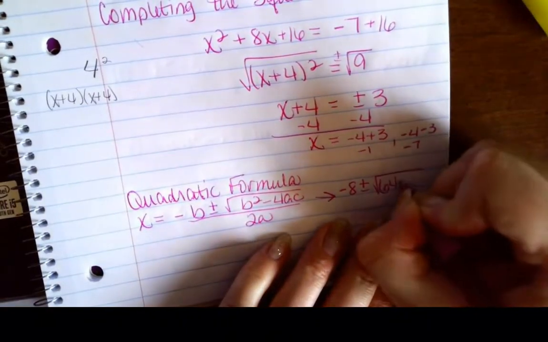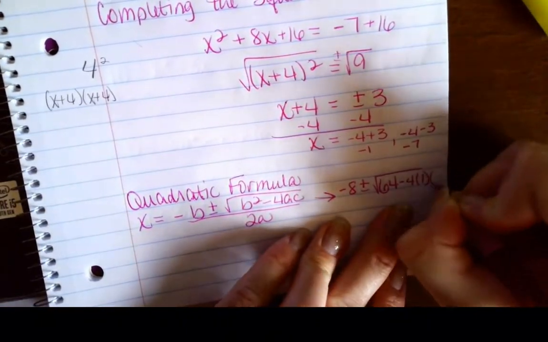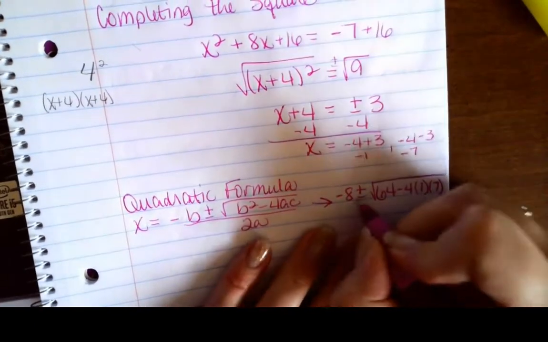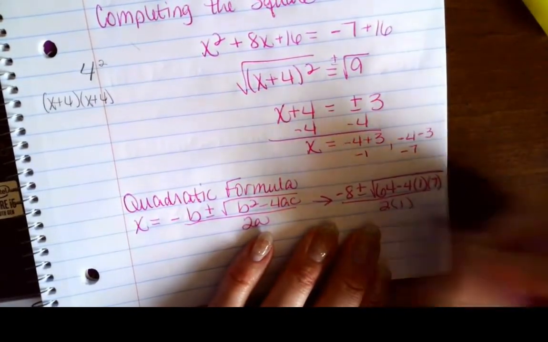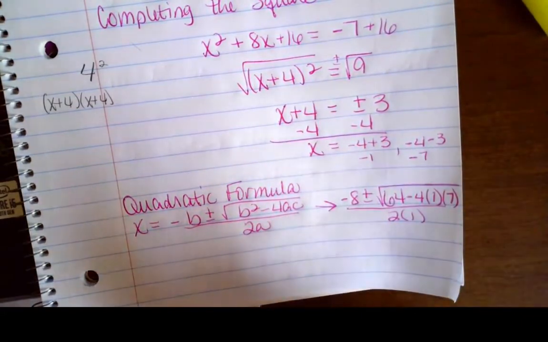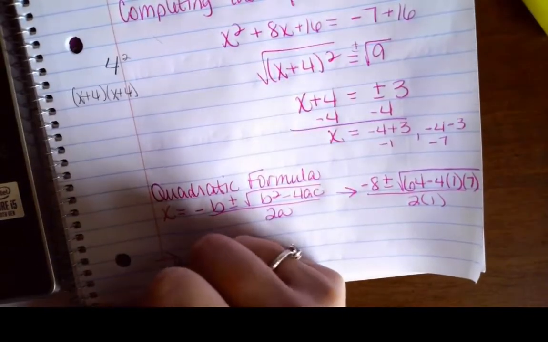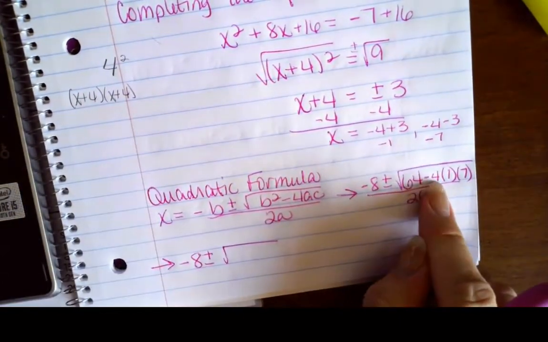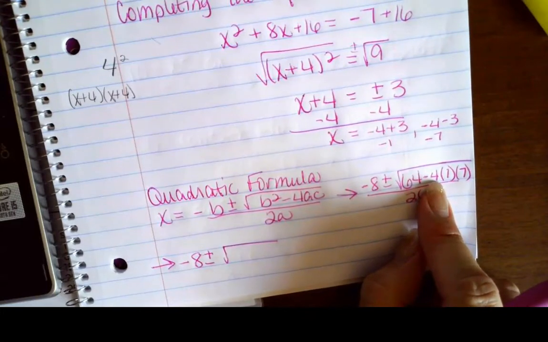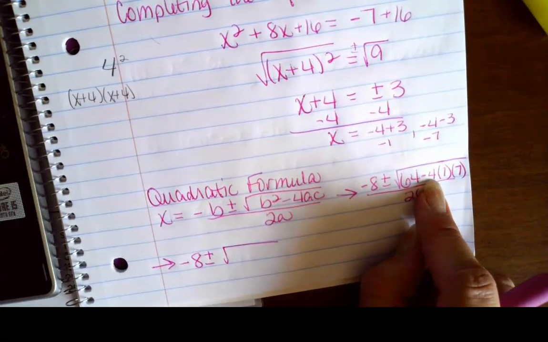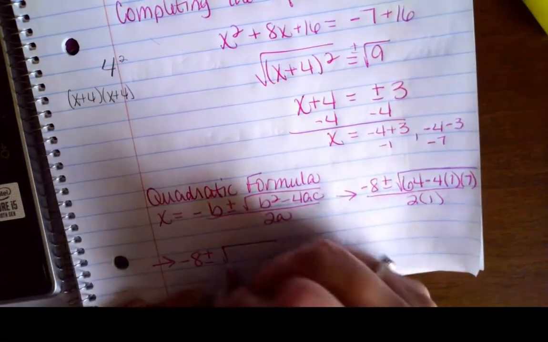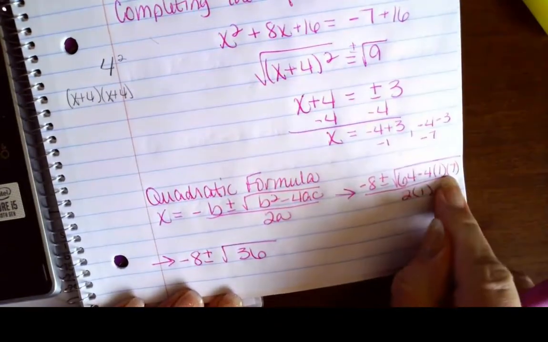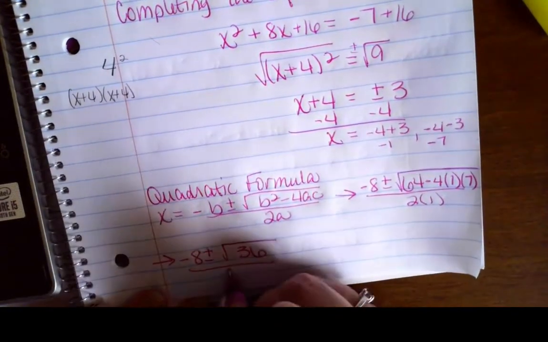Well, 8 squared is 64. Minus 4 times a times c all over 2 times a. So I'm going to move to the next line. This gives me a negative 8 plus or minus, and I get 64 minus 28. So 64 minus 30 is 34. But that's too many, so it's 36. So 64 minus 28 is 36, and that's going to be over 2.